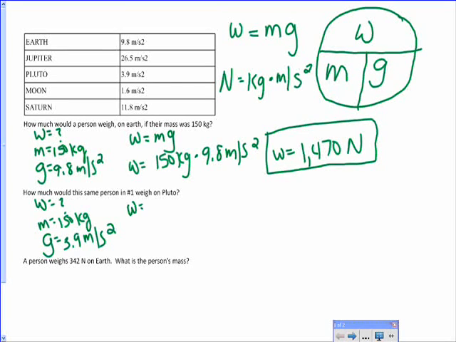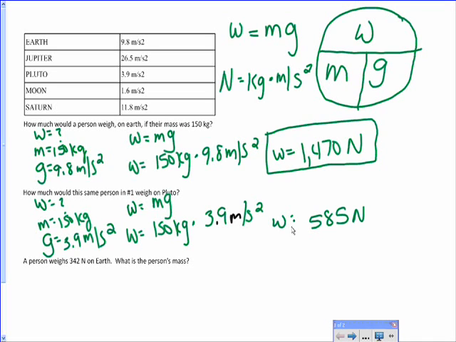Now, W equals m times g, and so if we fill in our formula with numbers, we've got 150 kilograms times 3.9 meters per second squared. If you put that in your calculator, you're going to say 150 times 3.9, and that equals 585 newtons. So it looks like if I lived on Pluto, I'd weigh less. So maybe I should move there.